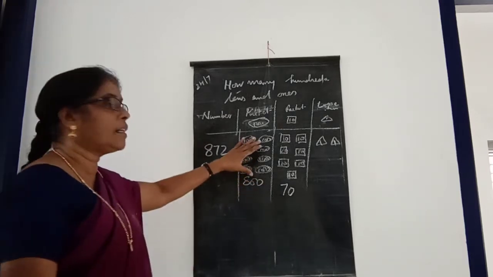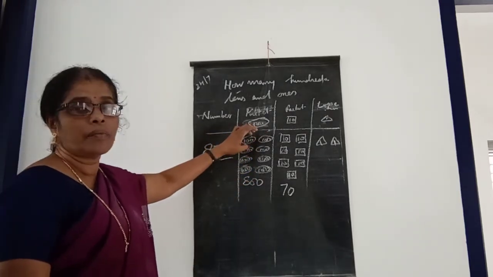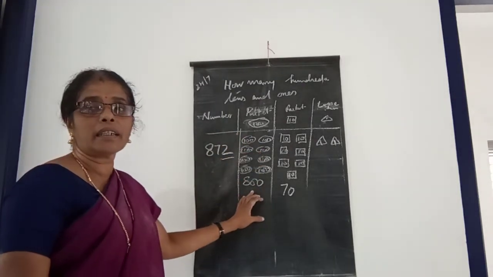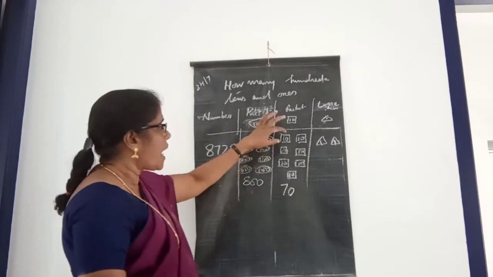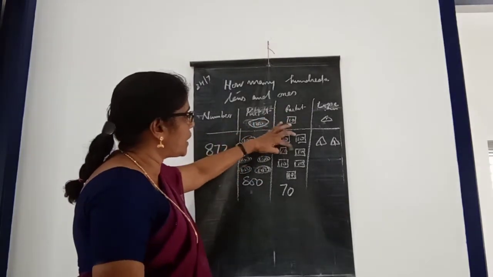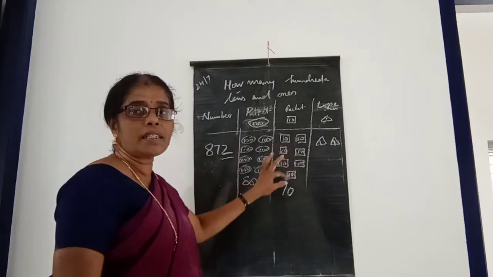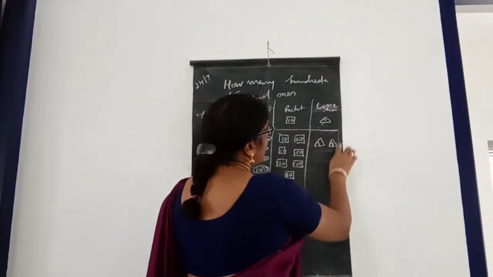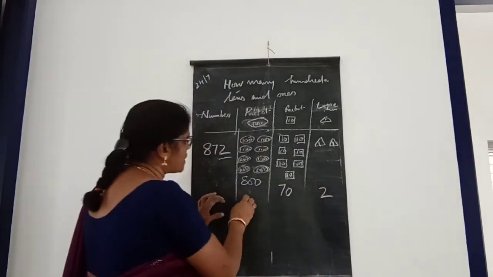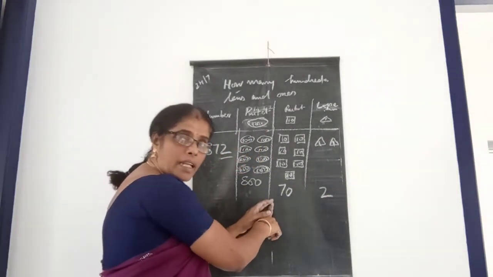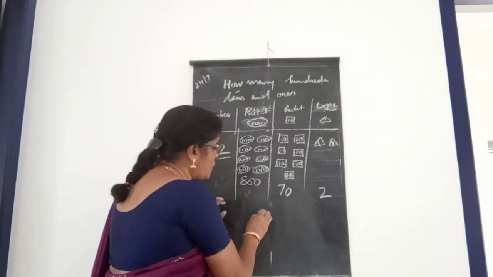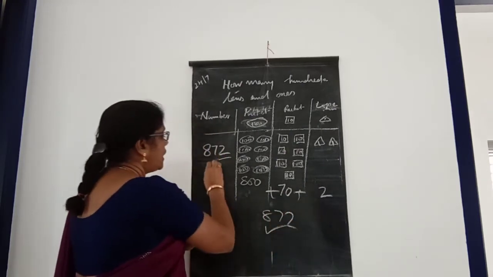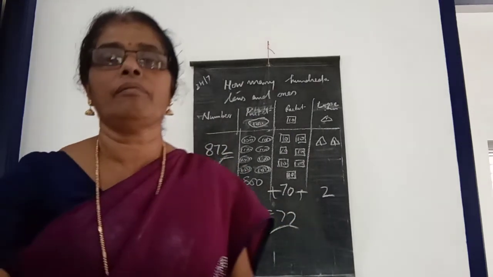Then look here, 800. How many hundreds here? 1, 2, 3, 4, 5, 6, 7, 8. 800s there. 8 into 100, 800. And 7 tens. 1, 2, 3, 4, 5, 6, 7. 7 tens are 70. And loose items 2, that is 2. Then what is the answer? 800 plus 70, 870. 870 plus 2, that is 872. Okay, then next.